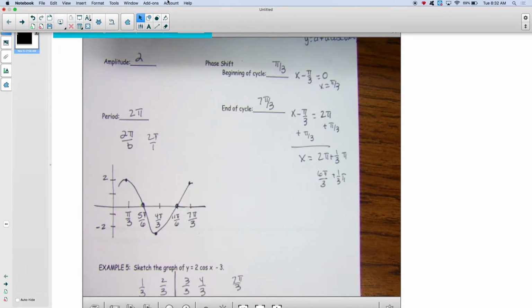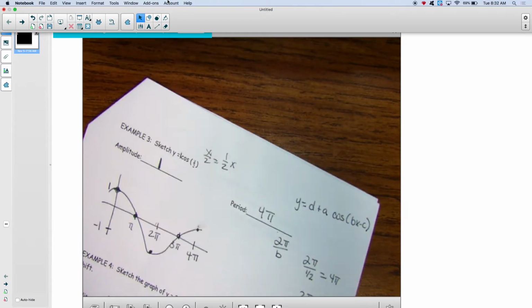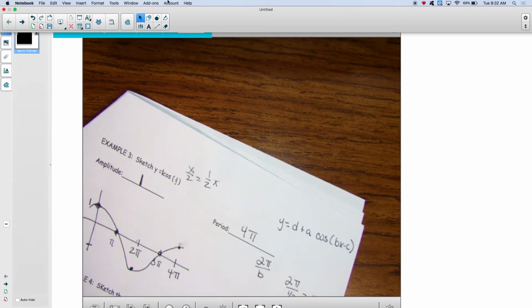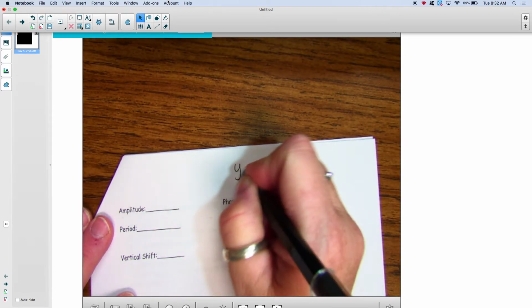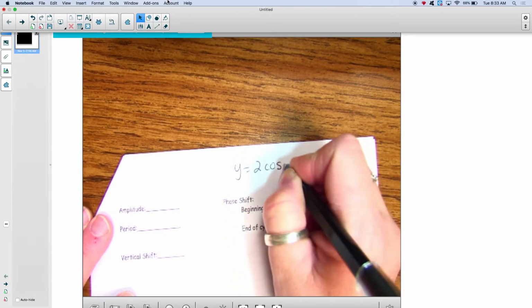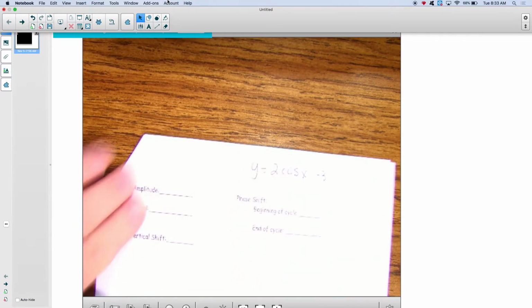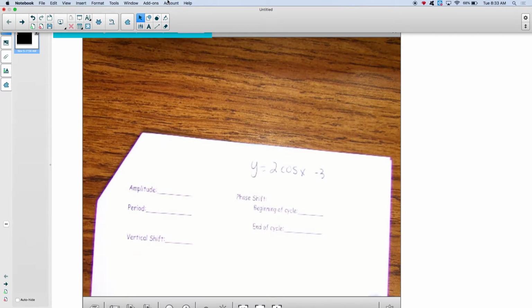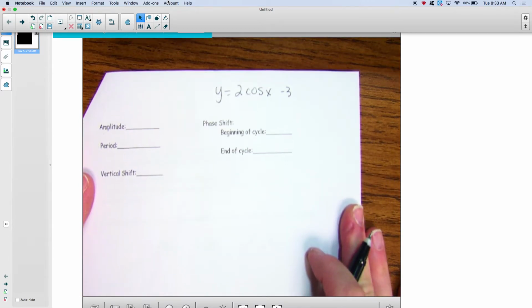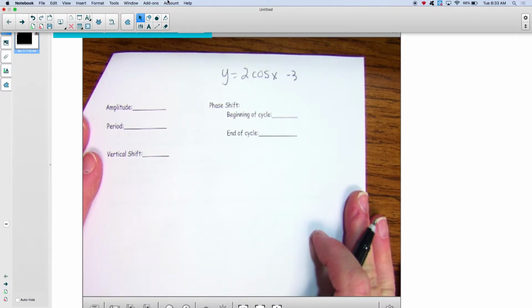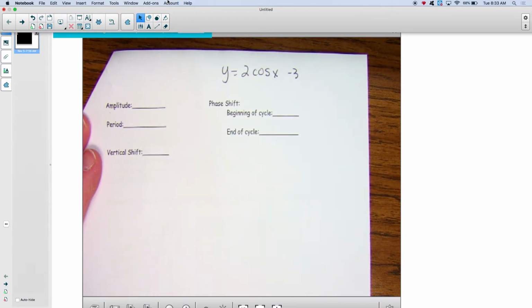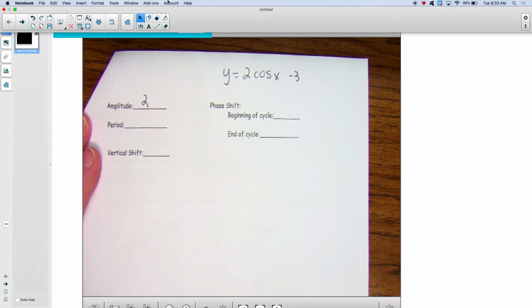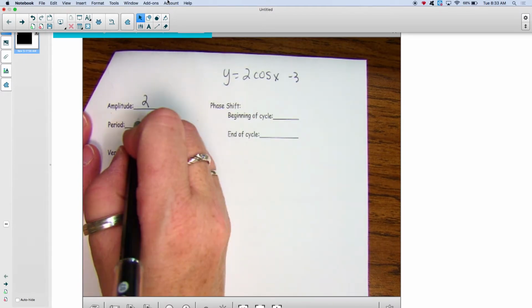Questions there? Okay, let's look at one more. So we're sketching y equals 2 cosine of x minus 3. What's its amplitude? 2. What's its period? 2 pi. There's nothing in front of the x, so it's going to be 2 pi.